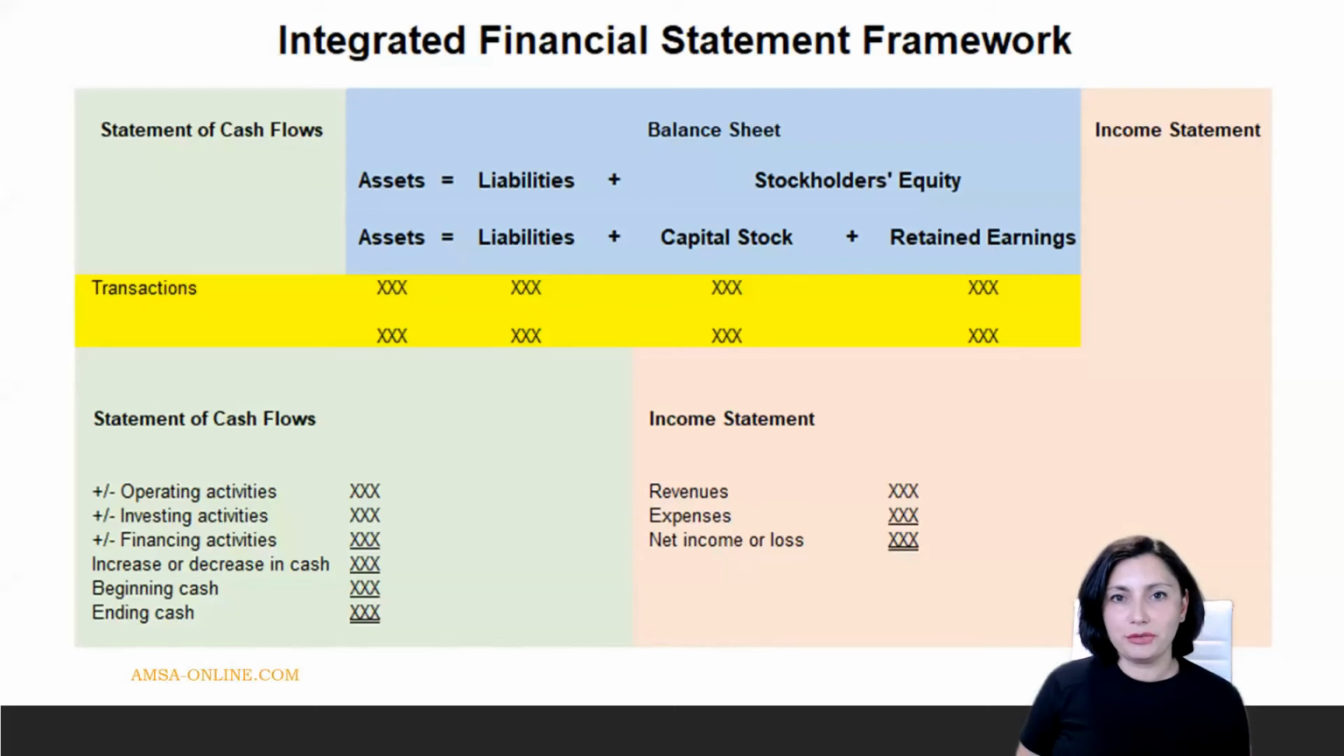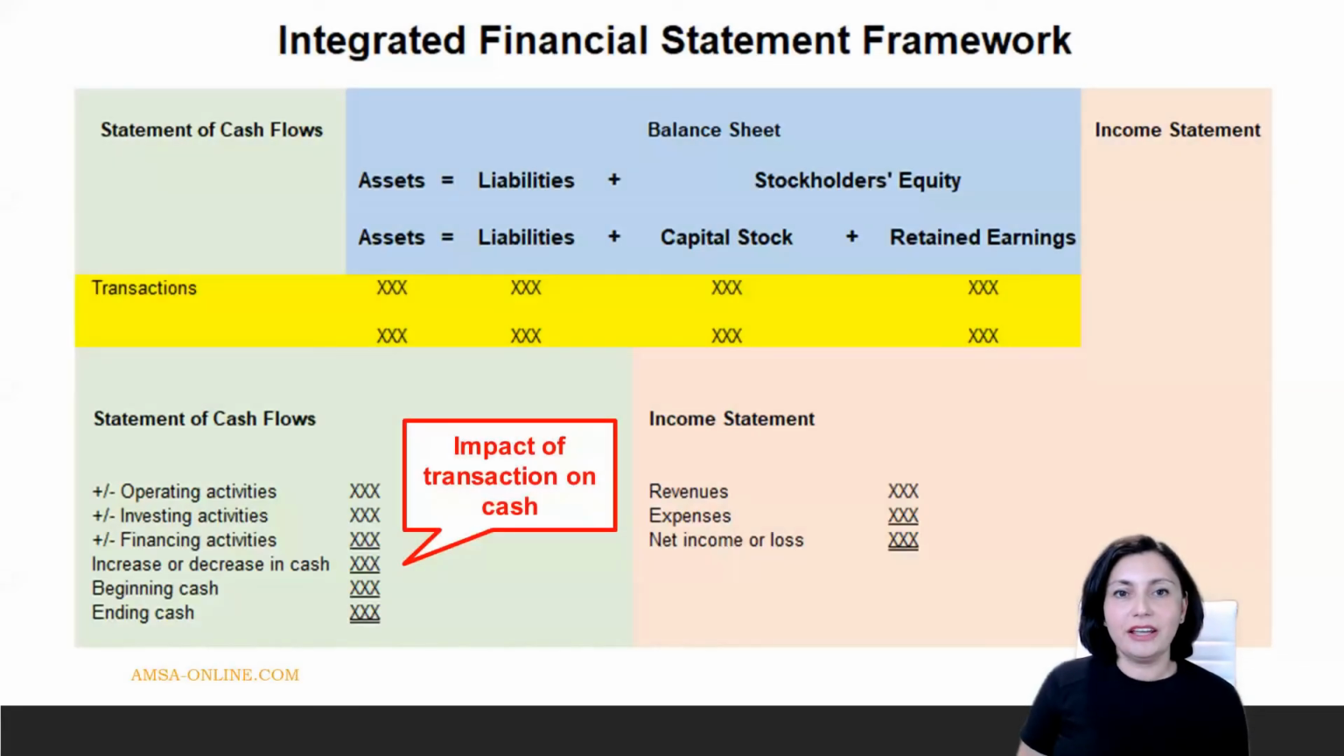By examining the integrated financial statement, we can see the link between the balance sheet, income statement, and statement of cash flows. The left-hand column shows the effects of the transactions on the statement of cash flows. This column forms the basis for preparing the statement of cash flows. The ending balance of cash from the statement of cash flows equals the cash reported under the asset side of the balance sheet. Thus, the statement of cash flows is integrated with the balance sheet.